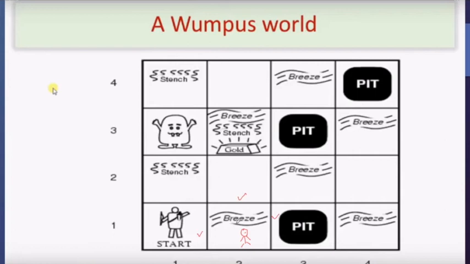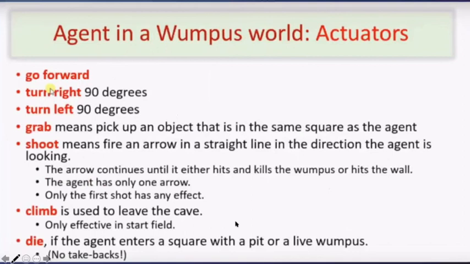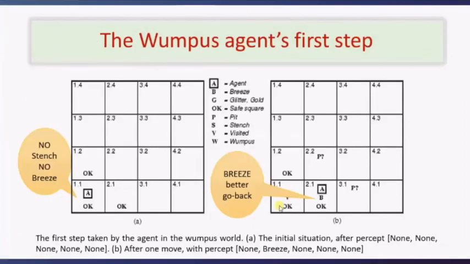Breeze, yes, breeze is there. There is no bump, there is no glitter, and there is no scream. So all percepts except breeze will be none. So breeze will be there. See here, breeze will be here, and all others are none. So I think you understand it, right?